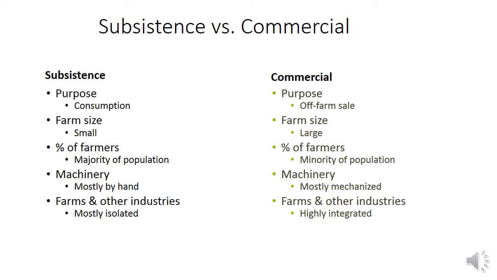I mean, provably, than a high percentage of farmers in subsistence farming areas. All right. So the amount of your population engaged in agriculture can help distinguish between subsistence and commercial. Machinery, I sort of mentioned already there, right? In a subsistence setting, the work is mostly done by muscle power, right?